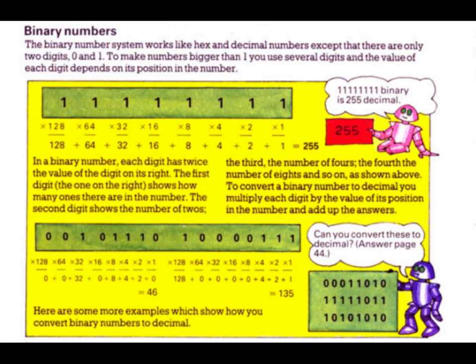As it says, it works in the same way as hexadecimal and decimal, except that there are only 2 digits, 0 and 1. So that's why we're working in base 2. So you have to use several digits, and the value of each digit depends on its position in the number. So this essentially is what we've been talking about for the last sort of 10 or 15 minutes.